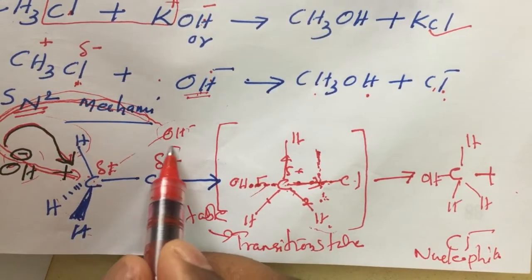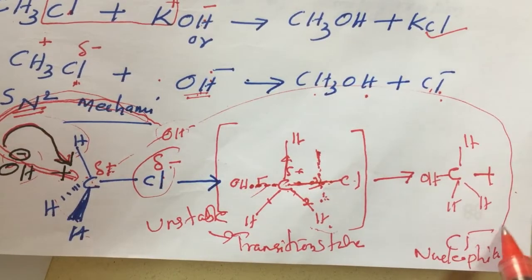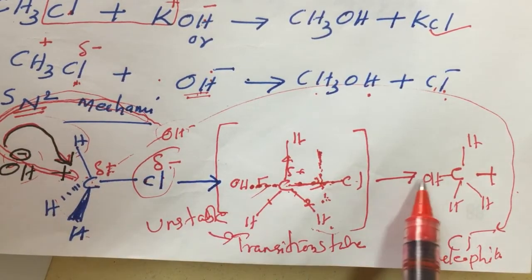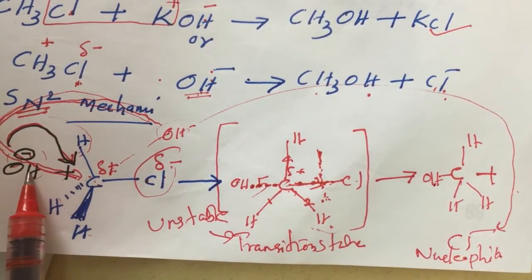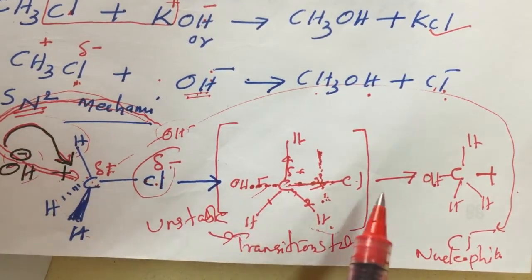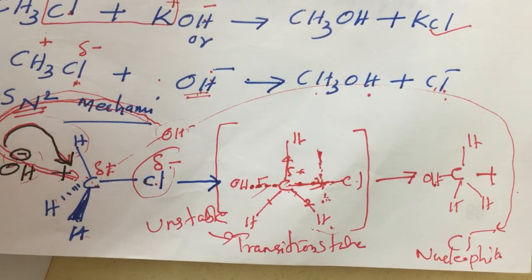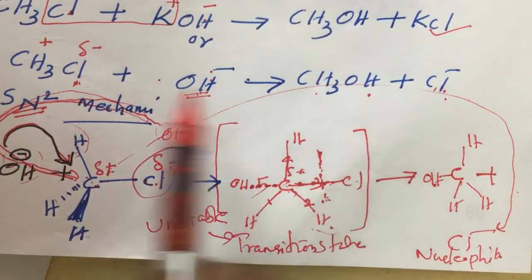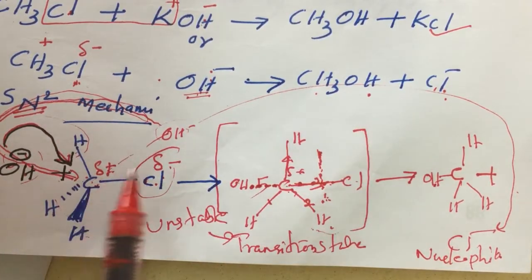Okay, so Cl minus leaves from the compound. Then instead of Cl minus, OH will add to the carbon. So one nucleophile will replace another nucleophile. So it is a nucleophilic substitution, and this is the actual reaction taking place. This is the actual mechanism of this reaction.